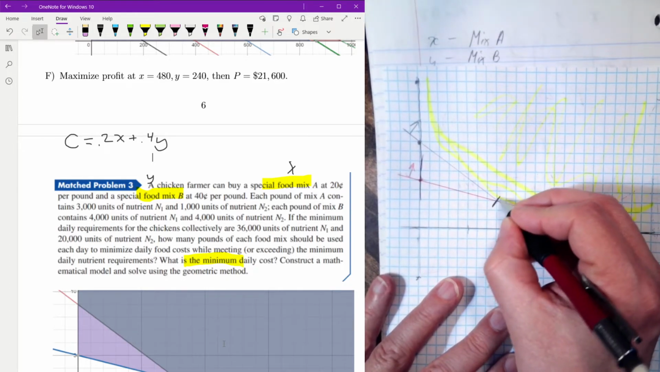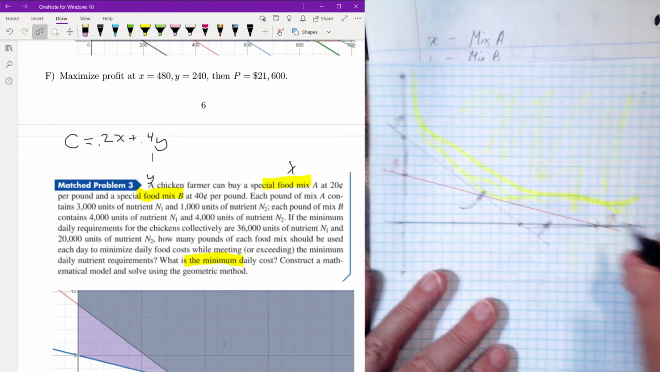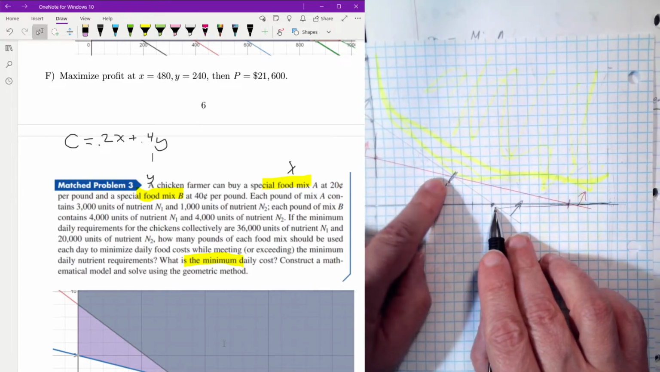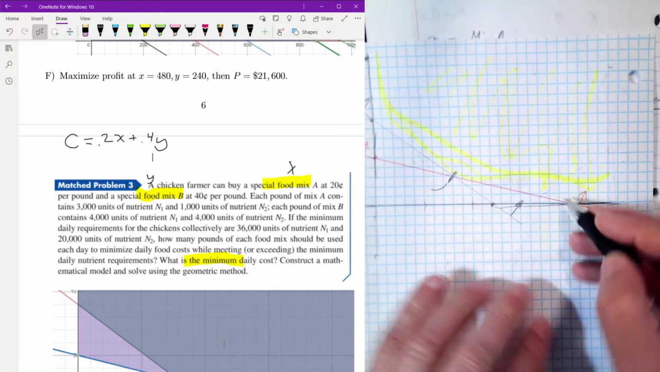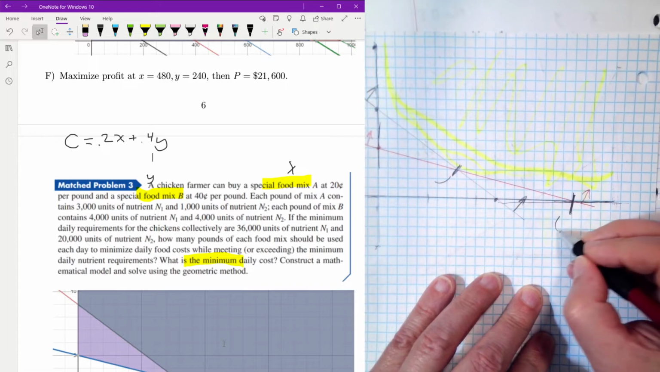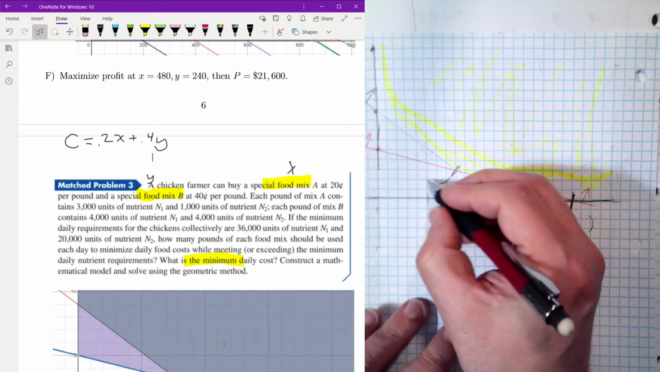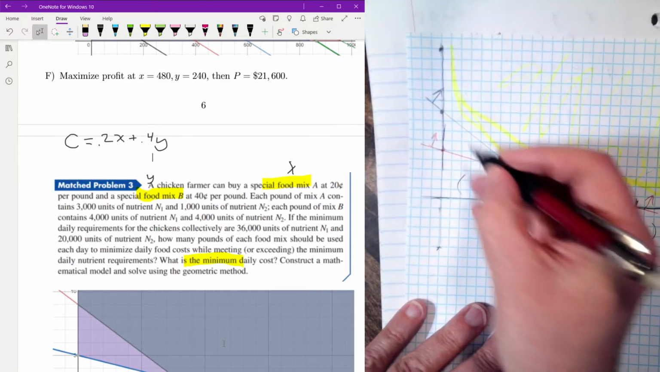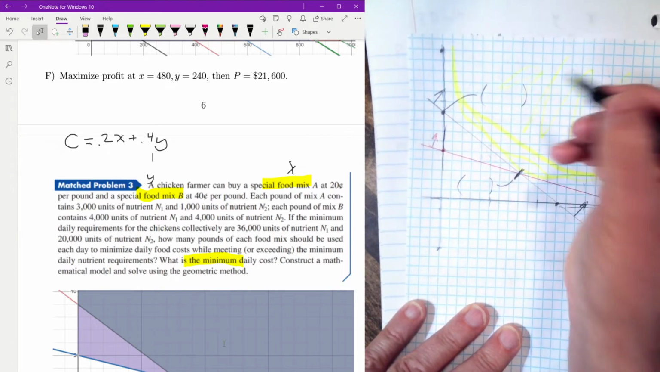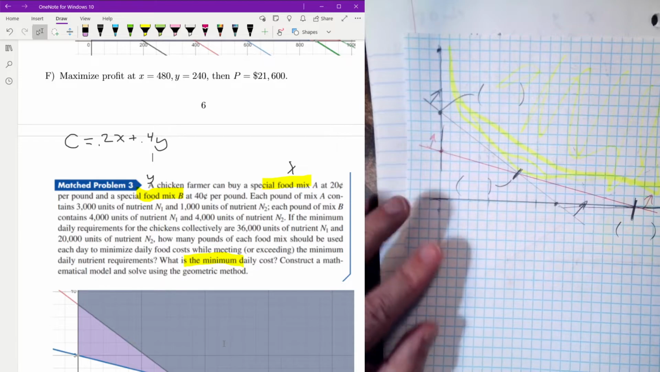So we've got a corner point here. We have a corner point here. This is not a corner point because it's not inside our feasible region, but this is a corner point. And this is a corner point. And this is a corner point. So let's figure out what those corner points are.